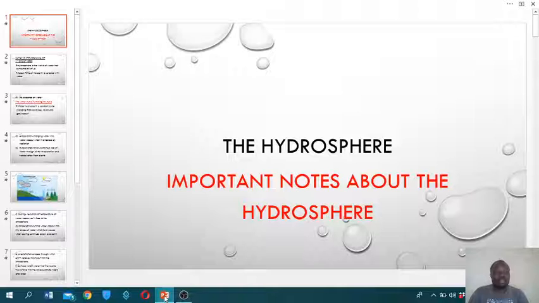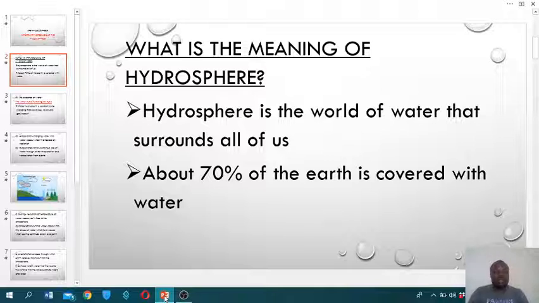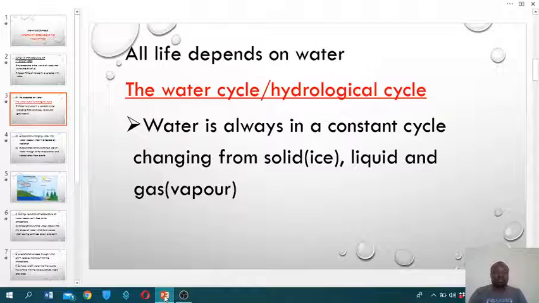We shall actually look at the exact meaning of hydrosphere, and here there's a question that will guide us to understand it. Hydrosphere is the world of water that surrounds all of us. We know from general knowledge and from our previous classes that about 70% of the earth is covered with water. All life depends on water. It is common knowledge.